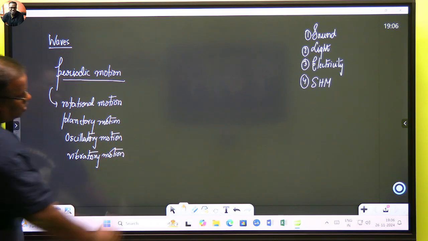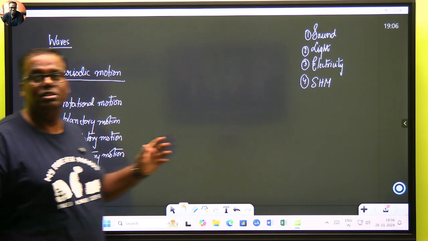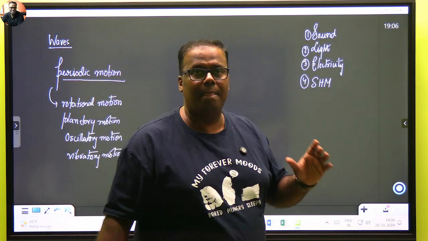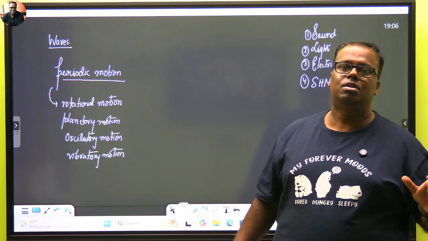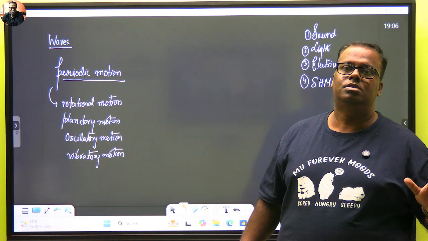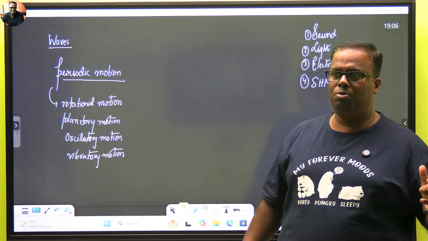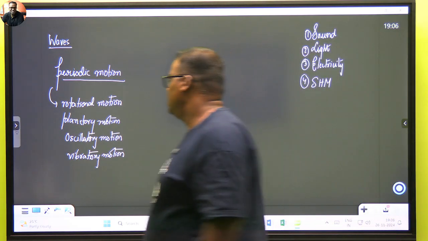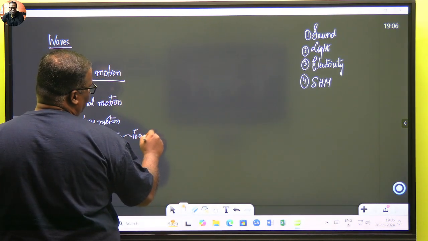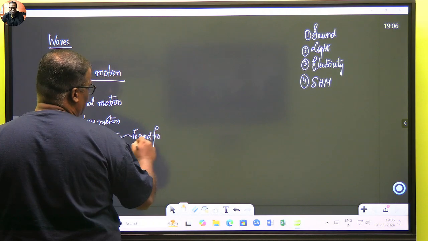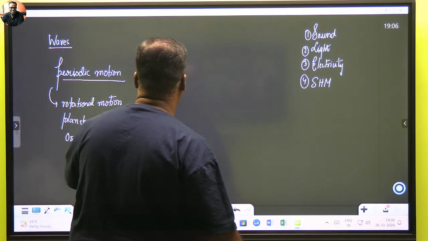Any idea what is an oscillatory motion? Anyone? What is oscillatory motion? Is it like a simple pendulum, a to and fro motion, right? So somebody is saying that there is something called a to and fro motion. That is also known as an oscillatory motion, vibratory motion.